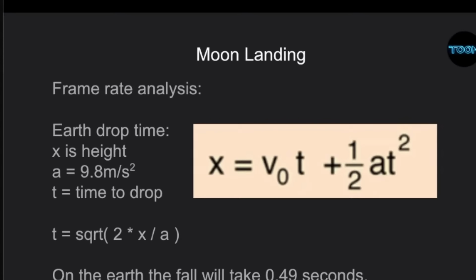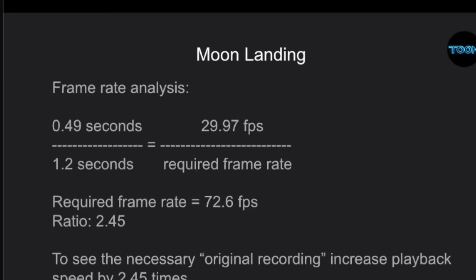They would have the hammer and feather drop in 0.49 seconds. And what frame rate would that be? That's a ratio of 2.45. So I have increased the recording speed to show what it would look like.